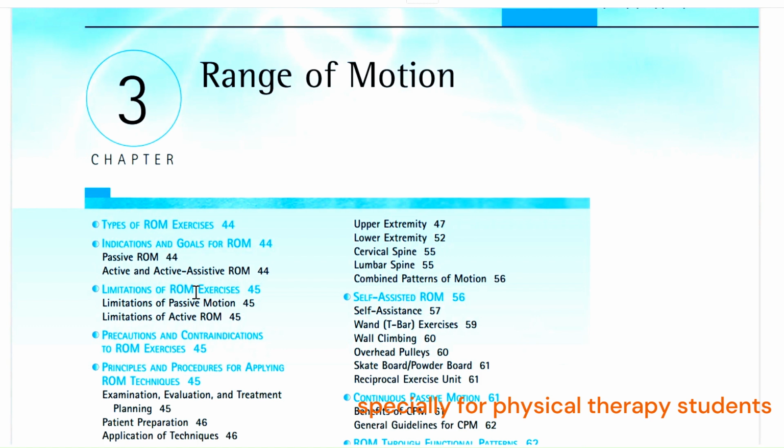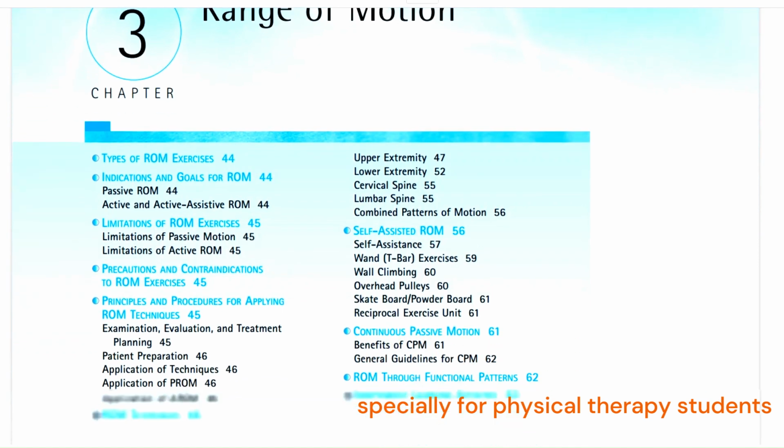After that, we can discuss the precautions and contraindications that we have to be consciously aware of for range of motion exercises, and the principles and procedures, like how you can apply the range of motion techniques: examination, evaluation, planning, patient preparation, and after that the application and the techniques. Then you can discuss the different techniques, like how we can perform range of motion on the upper extremity, lower extremity, cervical spine, lumbar spine, and the combined patterns of motion.